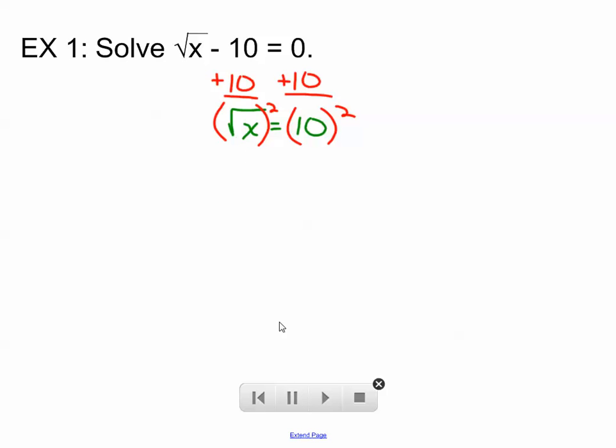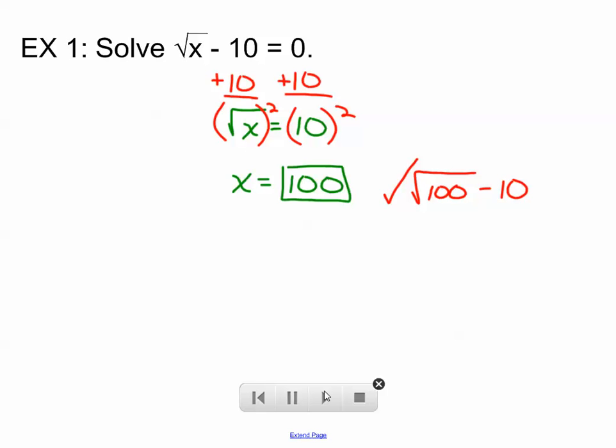Square root of x times square root of x is just x, and 10 times 10 is 100, and that's our answer. Check our answer. Square root of 100 minus 10 should be equal to 0 if 100 is the solution. And it is. So isolate the square root quantity and then square both sides.